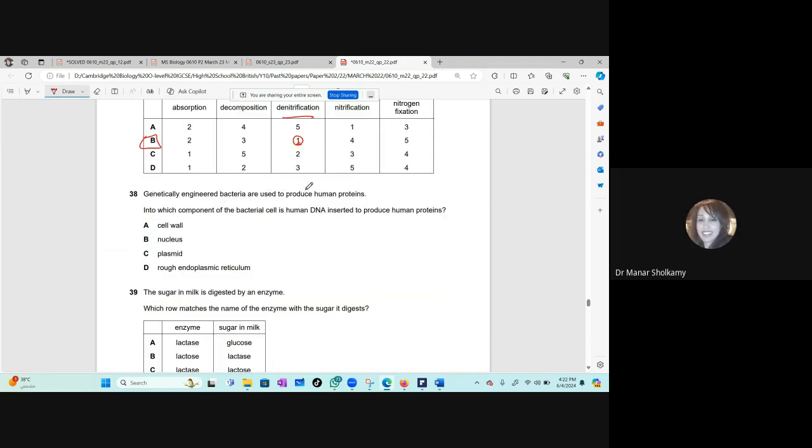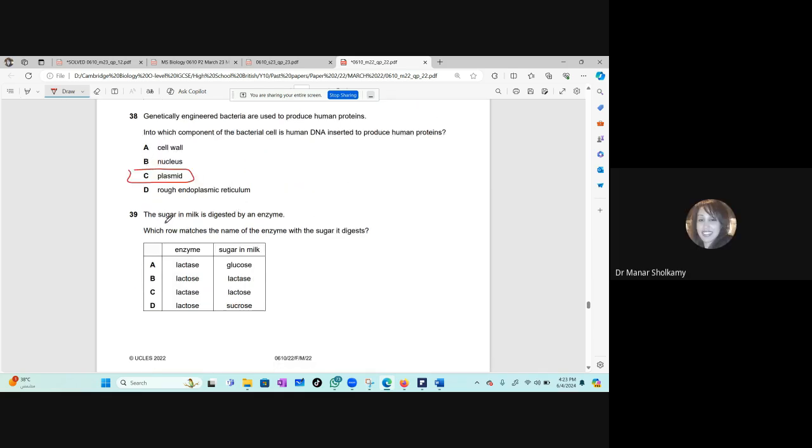Genetically engineered bacteria are used to produce human proteins. Into which component of the bacterial cell is human DNA inserted to produce those proteins? This is a repeated question. A, B, C, or D? The human gene will be put into which part of the cell? It will be B. No, in the plasmid. It's C, of course.